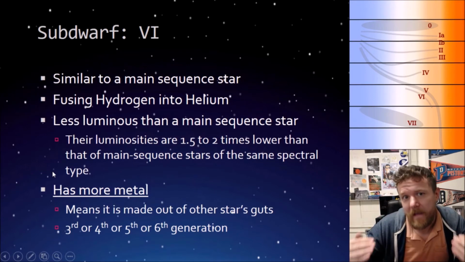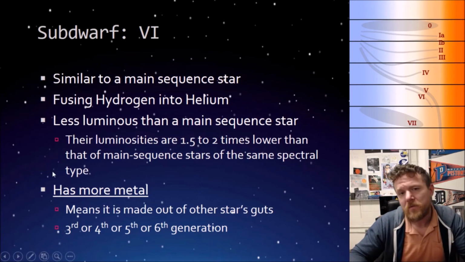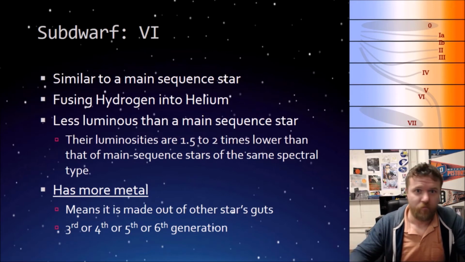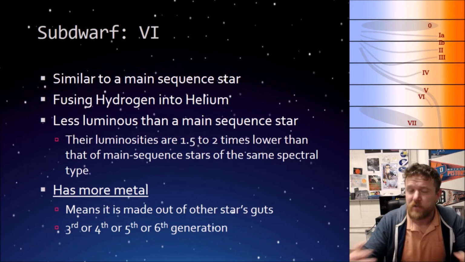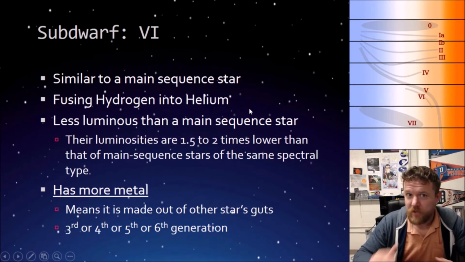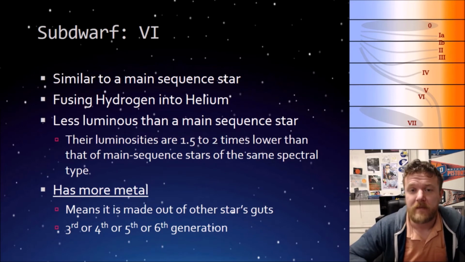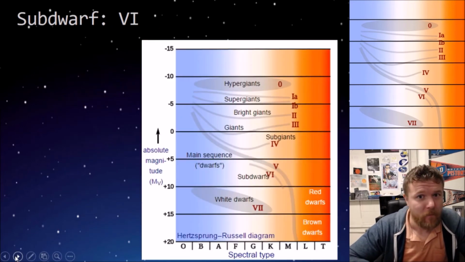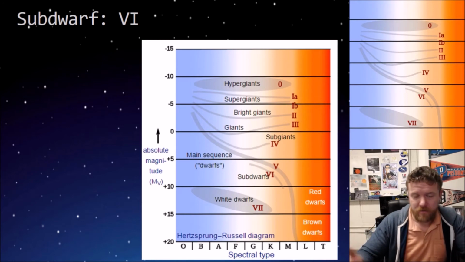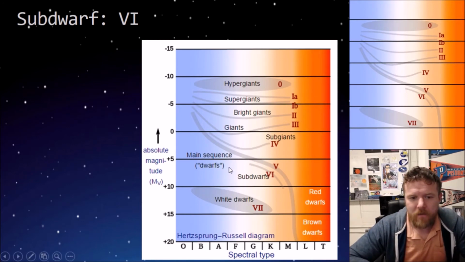A subdwarf is a main sequence star. A subdwarf is doing regular star stuff. It is burning hydrogen, turning it into helium. So it should just be on the main sequence. However, every single time we plot actual stars, we get this little group of stars that's down here under the main sequence. And they are burning hydrogen. So why are these stars down here underneath the main sequence?